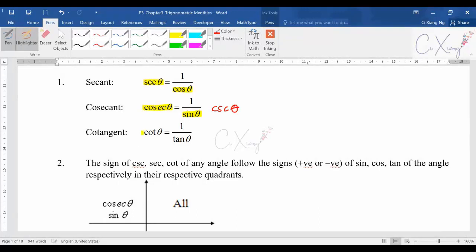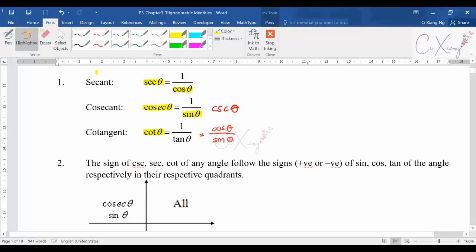Then for cotangent, it is actually 1 over tangent. You should also know that 1 over tangent can be written as cos over sine. This is something that you should know. Besides 1 over tangent, sometimes it will be easier if you want to solve a question related to cotangent to change it to cos over sine. It depends on the question style also. So this is a very basic introduction for secant, cosecant, and cotangent.